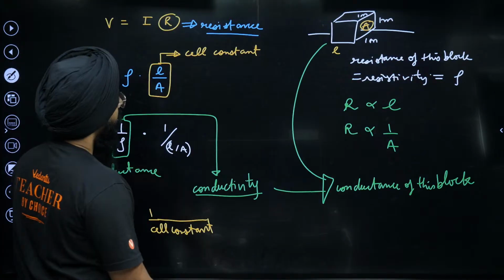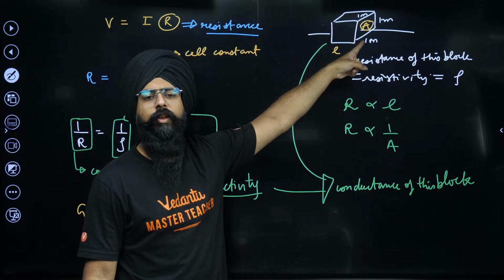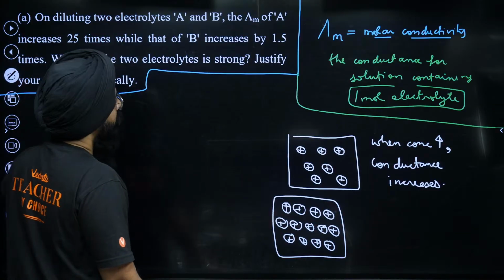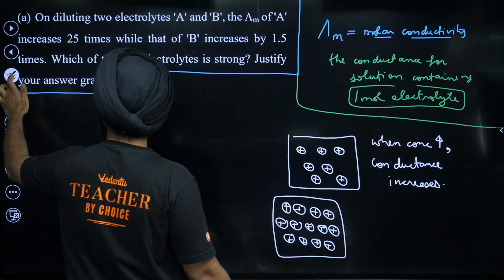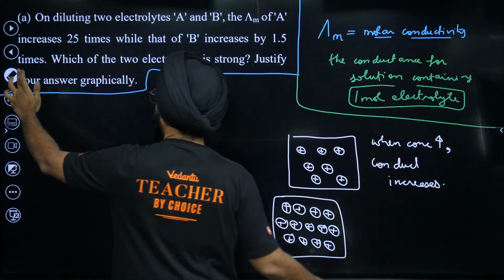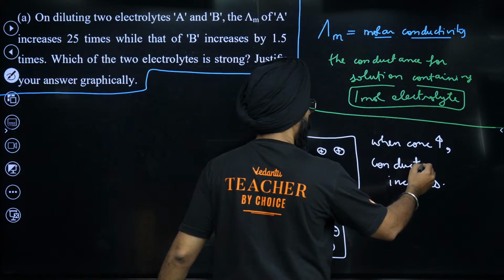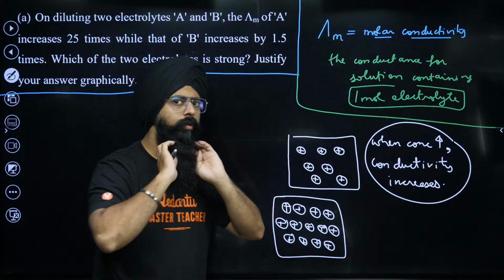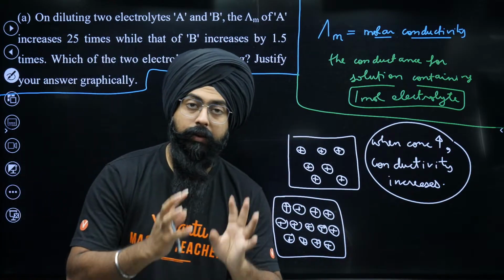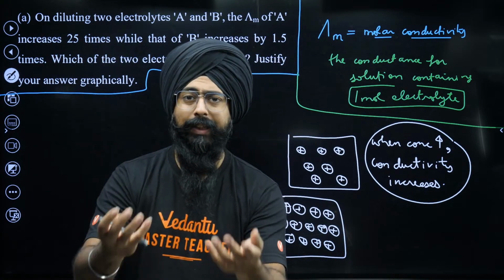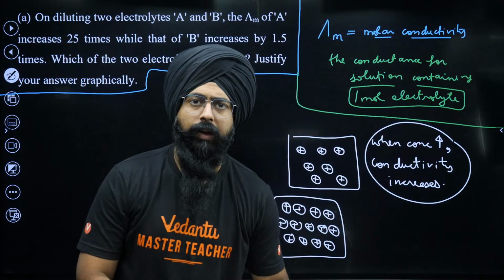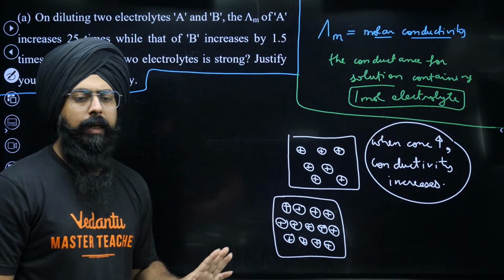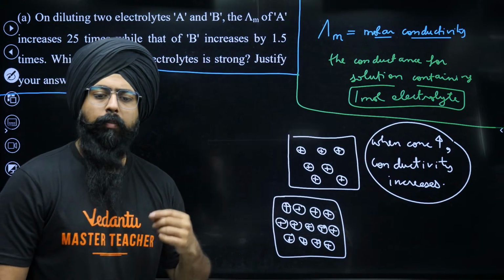If I increase the concentration of ions in that box, can I say that, instead of conductance, I will simply write that conductivity increases? This is very obvious. When concentration increases, the number of ions per unit volume is increasing, so there will be more conduction of electricity, so conductivity increases. Pretty simple.